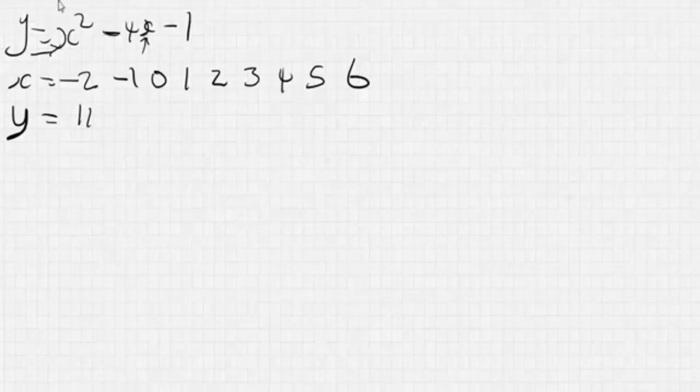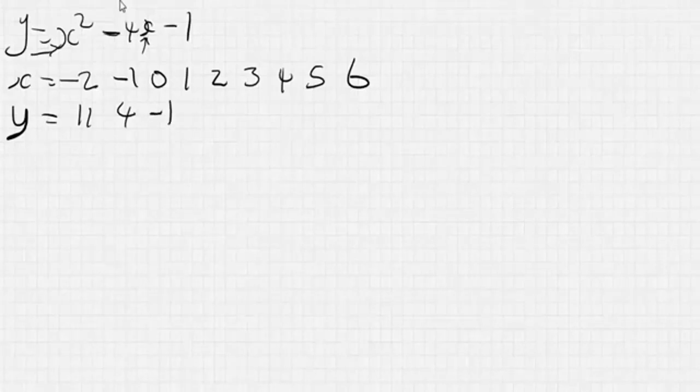Okay, now let's go with -1. So (-1)² gives us 1. 1 plus 4 gives us 5. 5 minus 1 gives us 4. So when x is -1, our y is 4. Let's go with 0. So 0, everything here gives us 0. So we'll be left with -1. When x is 0, our y is -1.